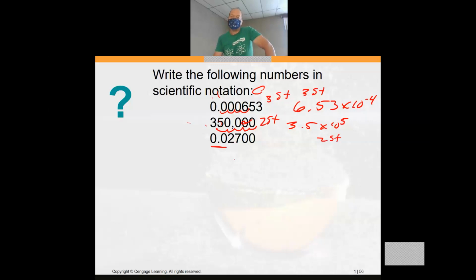Here, leading zeros, not significant. Trailing zeros are significant. So you have to have 4 sig figs here. When you convert it, it must have 4 sig figs: 2.700 times 10 to the minus 2. Again, when you go from non-scientific notation to scientific notation or the reverse, never change the number of sig figs.